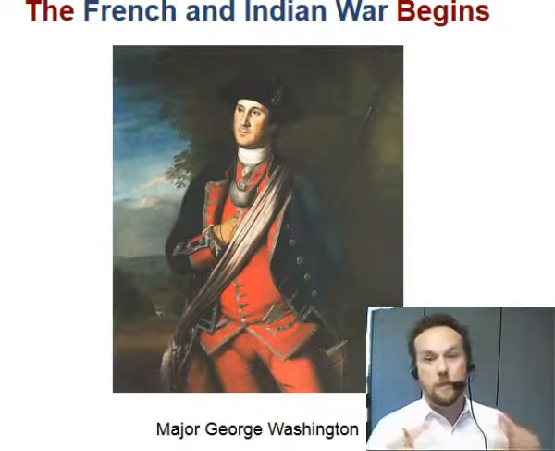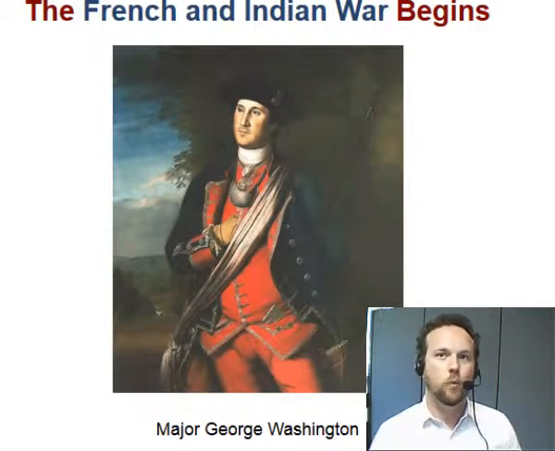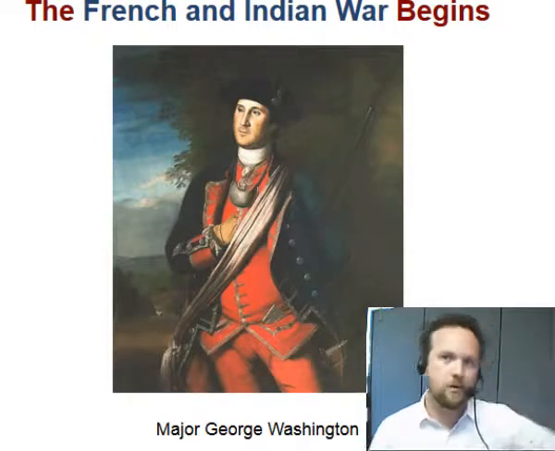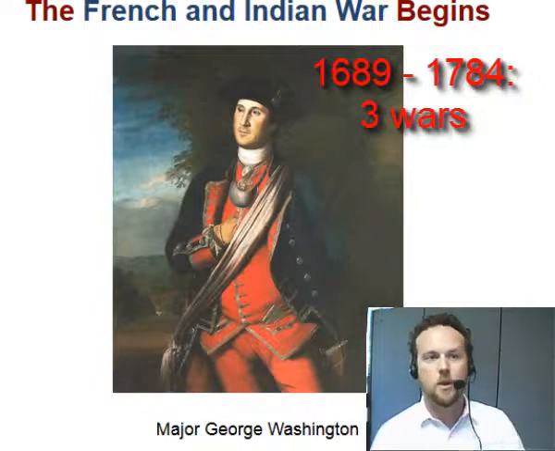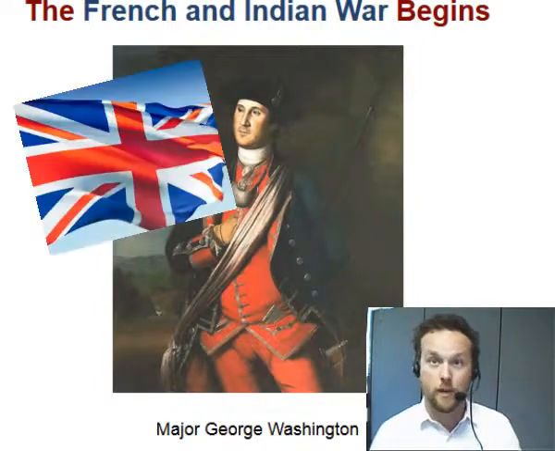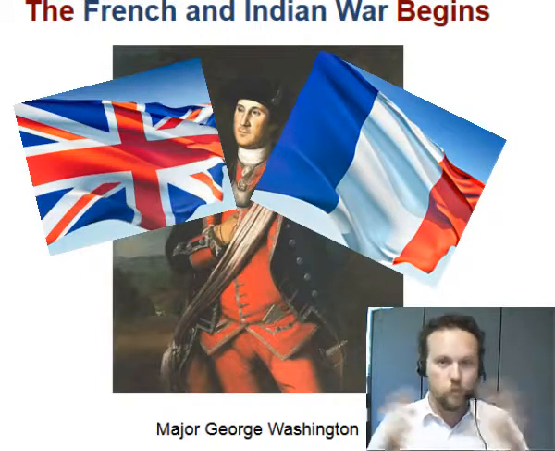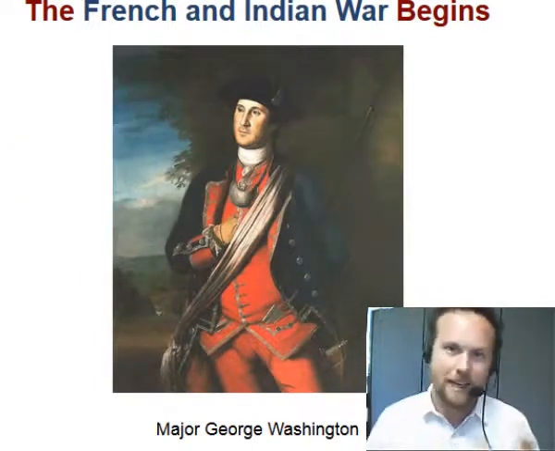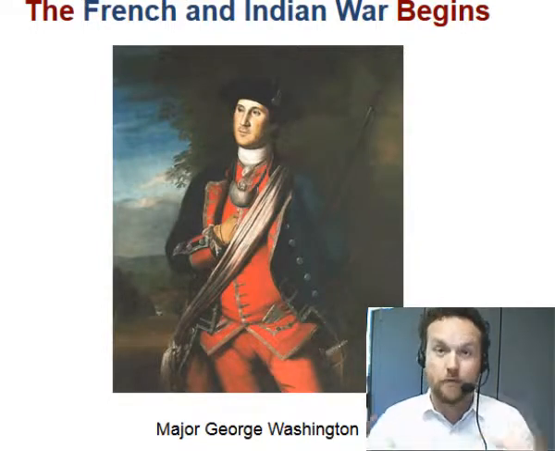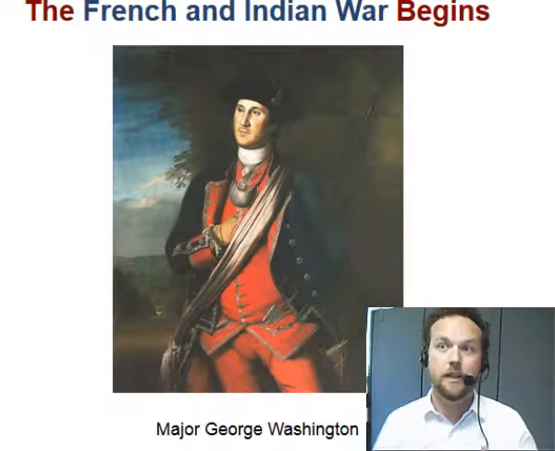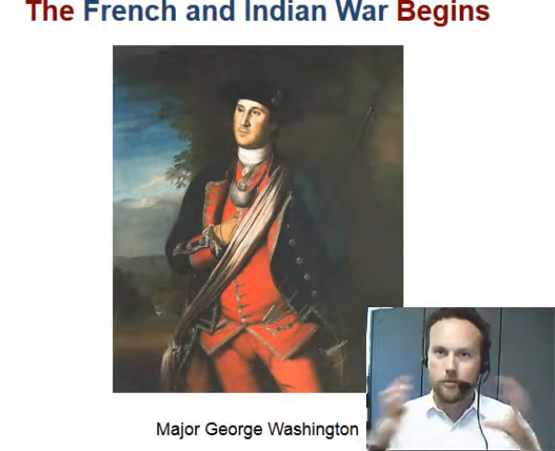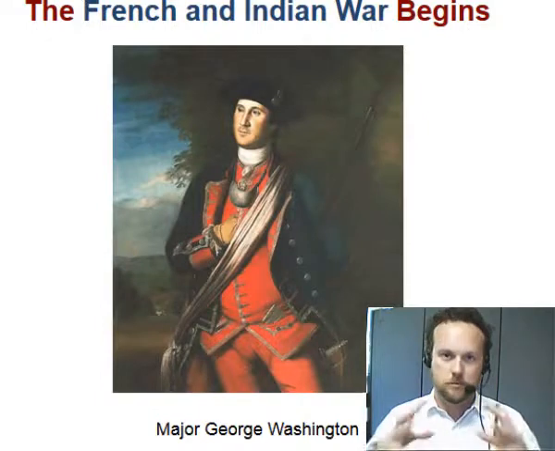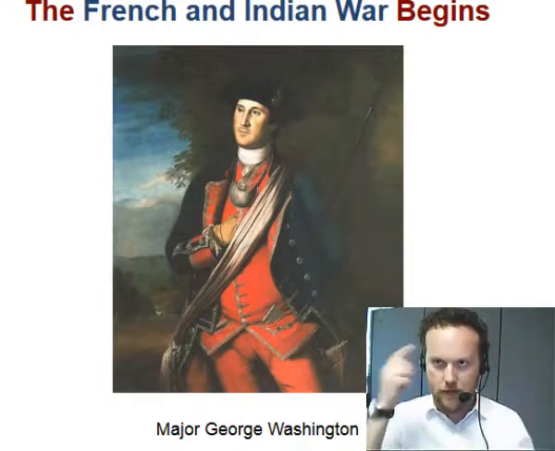Which brings us to the beginning of the French and Indian War. Now, a little bit of history for this. From 1689 until 1784, there were 3 different wars fought between Great Britain and France. Now, we use the term Great Britain and England kind of interchangeably for this time period because in 1707 England and Scotland had combined to form the United Kingdom of Great Britain. So when I use Great Britain or England, I mean the United Kingdom of Great Britain. So when we're dealing with this time period, keep that in mind.